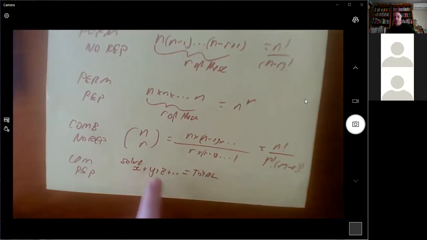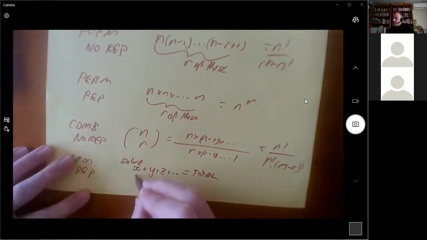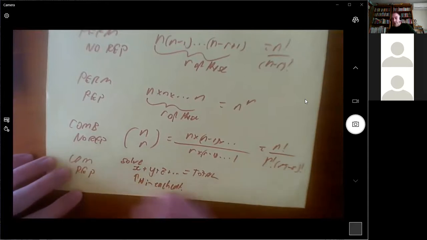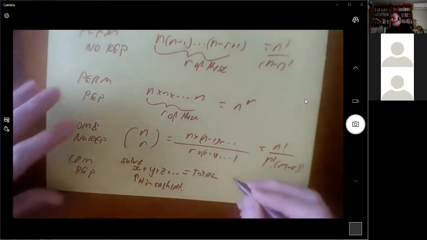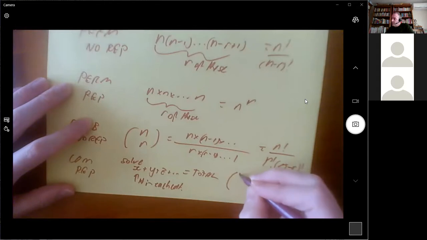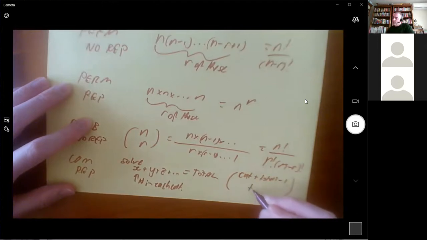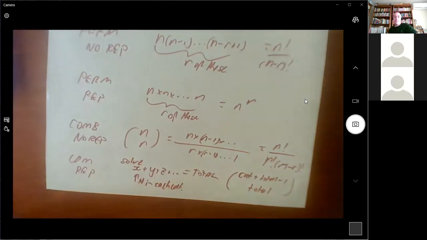Whereas there's a number for each category, and this is the number in each category. That's the situation. If you can pitch it to that, then you can remember that this is the number of categories plus the total minus 1, choose the total.